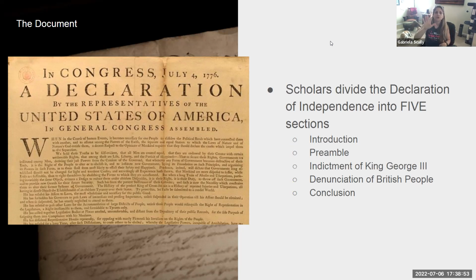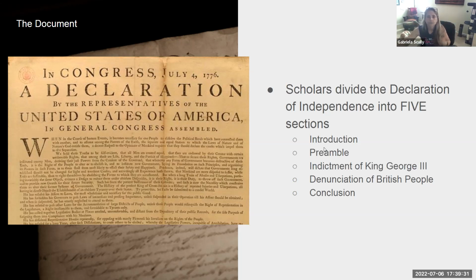And it is broken into 5 sections. The introduction, the preamble, the indictment of King George III, the denunciation of British people, and a conclusion. So I'm going to go through each one of these parts, and this is how we're going to do this. And this is exactly what it looks like. In Congress, July 4th, 1776, a declaration by the representatives of the United States of America in General Congress assembled. So that's the title. That's the heading of it. Here's what we're saying. It's a declaration by the Congress of all the representatives of the United States.